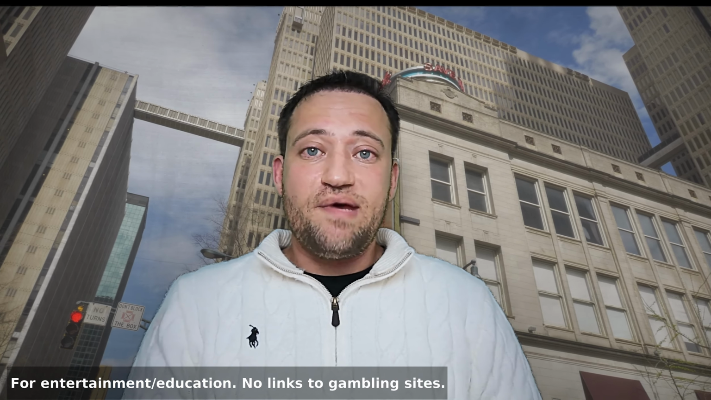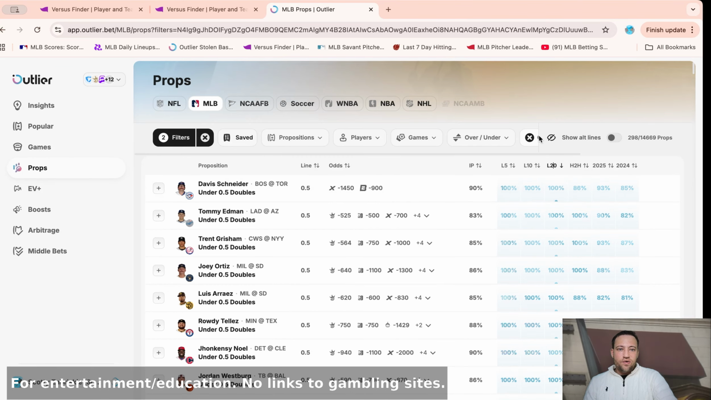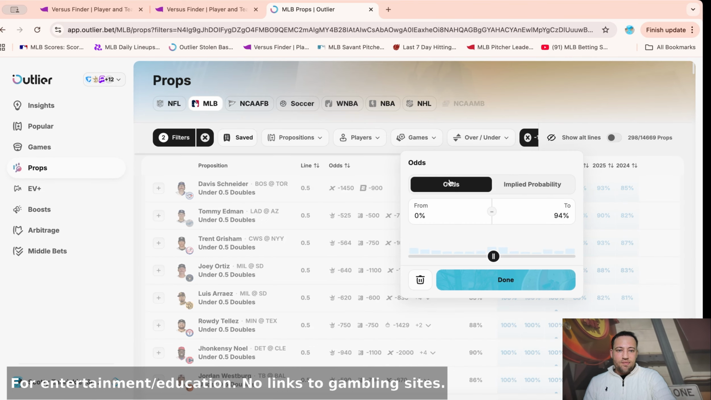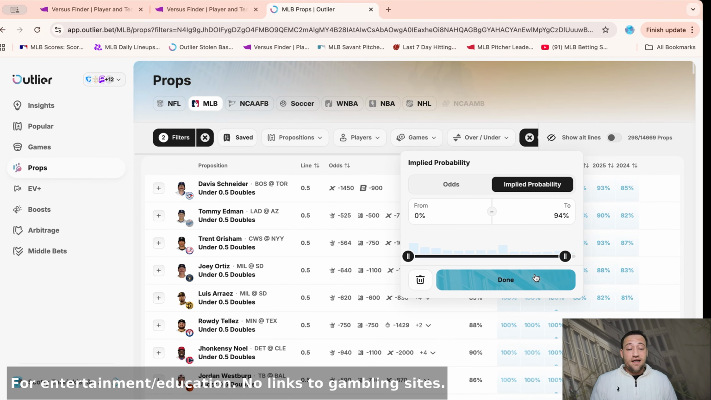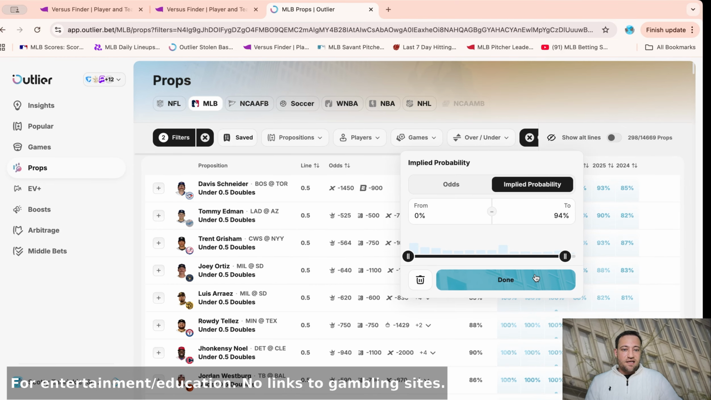The first thing we're going to do is look at Outlier.bet and the Versus Finder. Both of these are paid tools, but they allow us to find the trend line that we're looking for. I've already gone through this to speed up the process, but first make sure you have the implied probability, or the odds, where you want to get to. Here I have it at 94%, which is right around minus 800, minus 900 odds. I usually put it at 92%, but for this example I'll start at 94%.